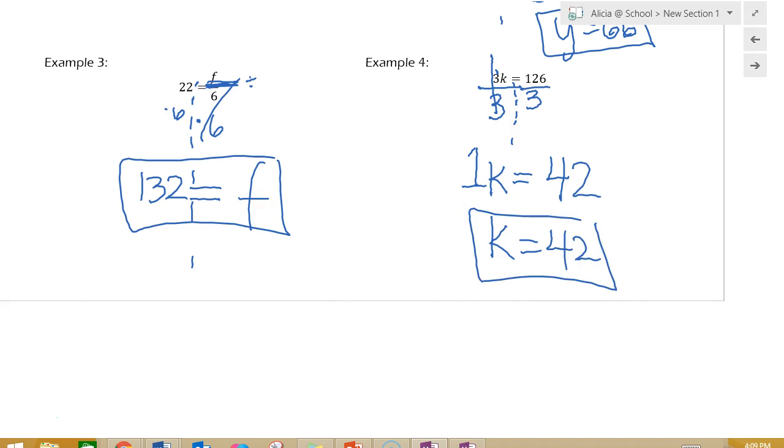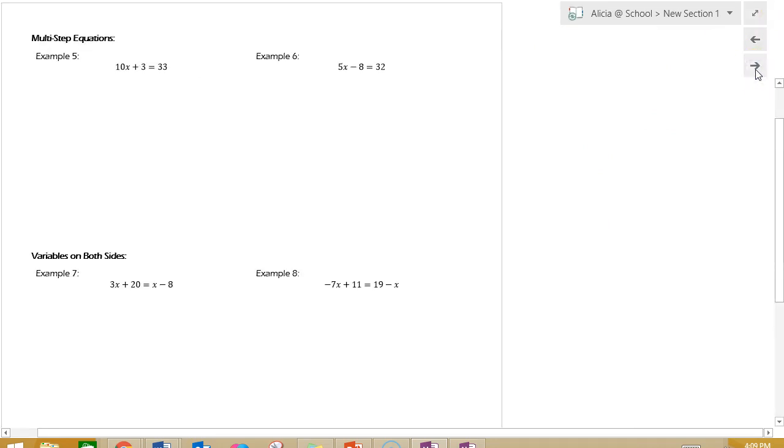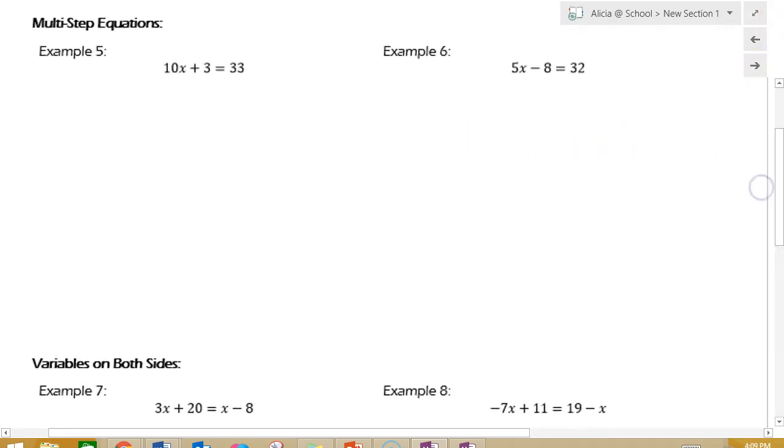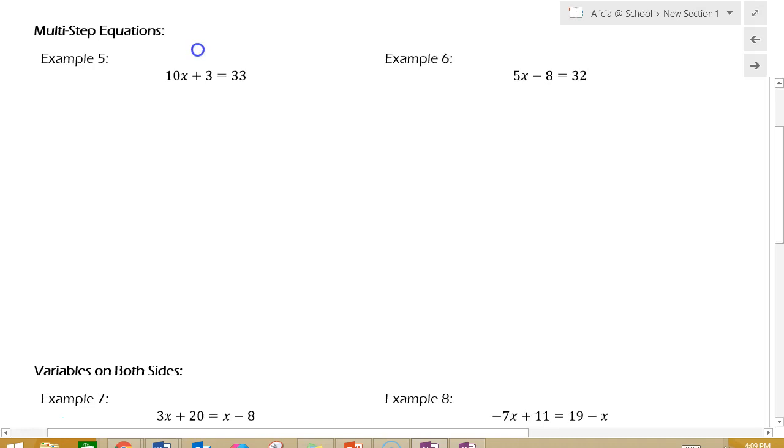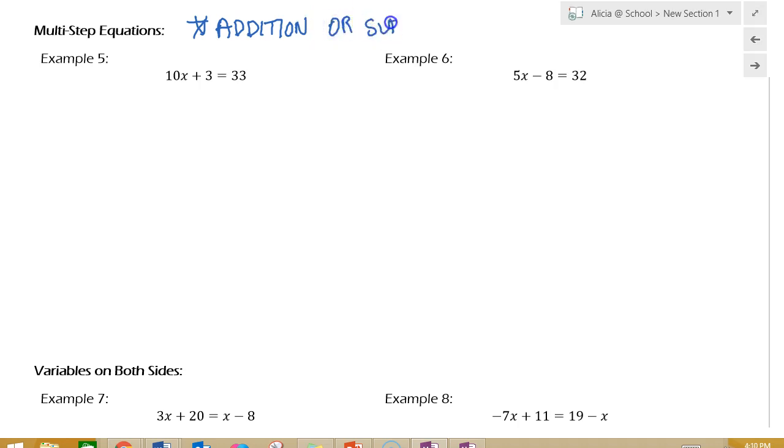Go ahead and flip it over to the next page, and we're going to look at multi-step equations. So when we are solving multi-step equations, you still follow those same orders of operations, right? Addition and subtraction first, then multiplication and division, exponents, parentheses. You have to do them backwards. So I would put that up there for yourself. Remember that addition or subtraction comes first.